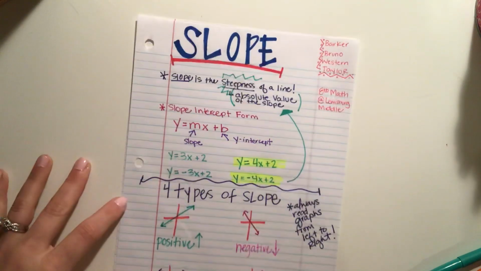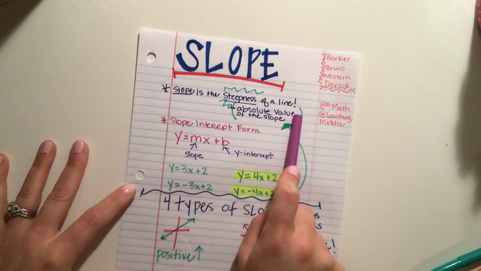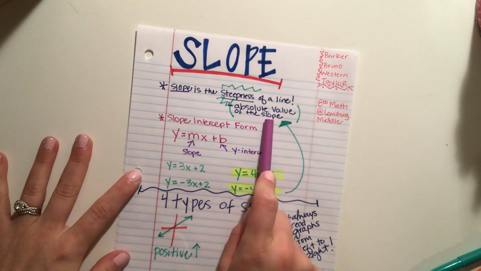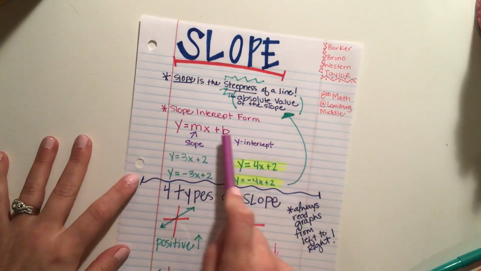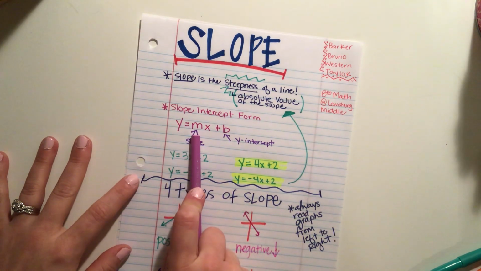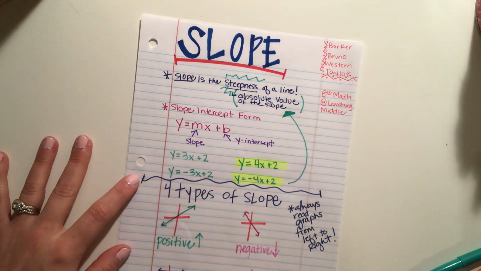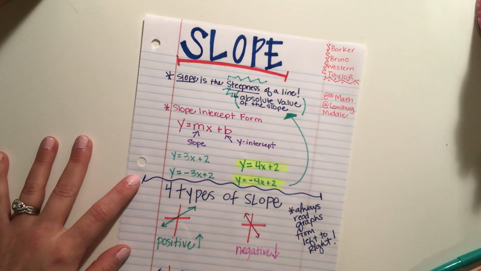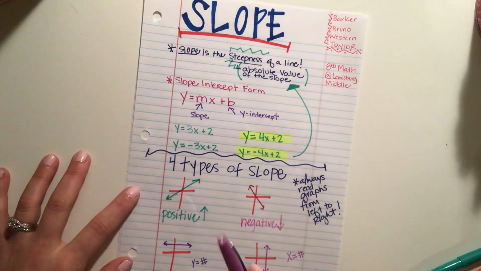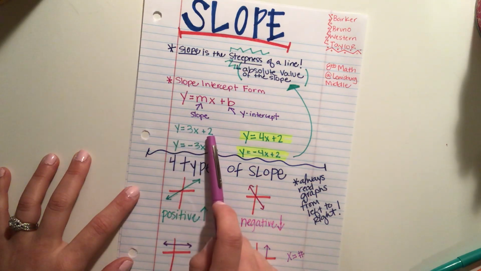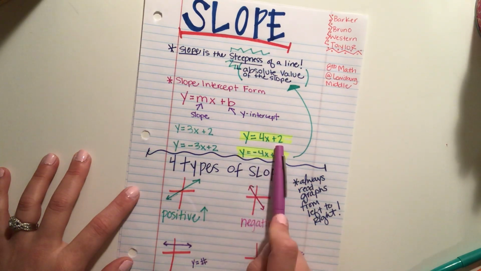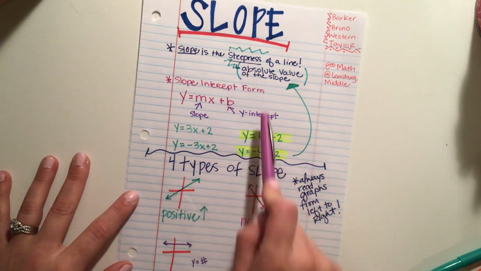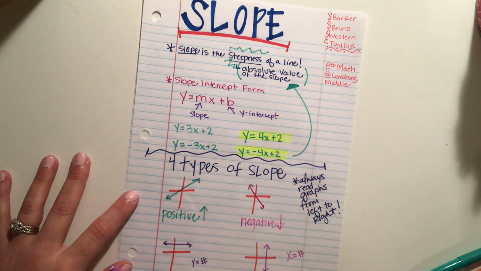So let's recap. Slope is the steepness of a line. And to find steepness, you always look at the absolute value of the slope. Well, what is slope? It's the m in your equation. So y equals mx plus b. Our slope is our m, b is our y-intercept. These are some examples. If I were looking at y equals 3x plus 2 and y equals 4x plus 2, 4x has a higher slope. It has a steeper slope because the number is steeper.